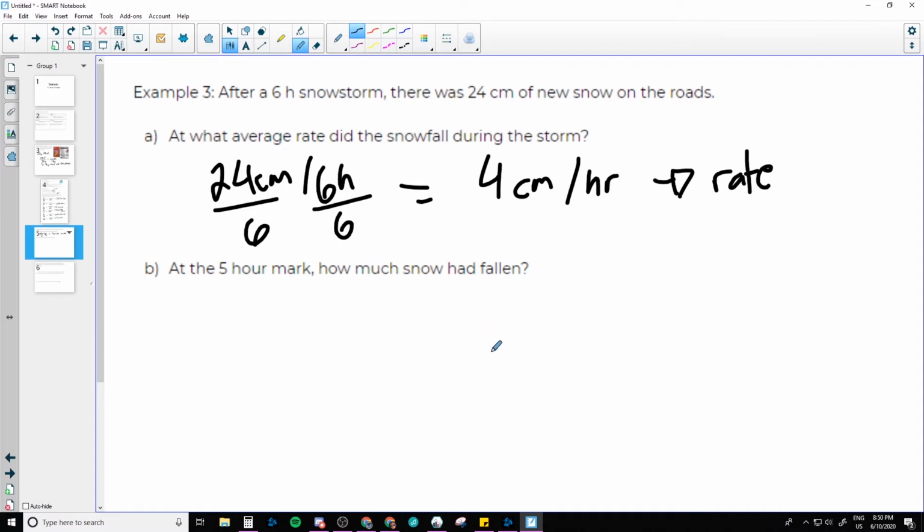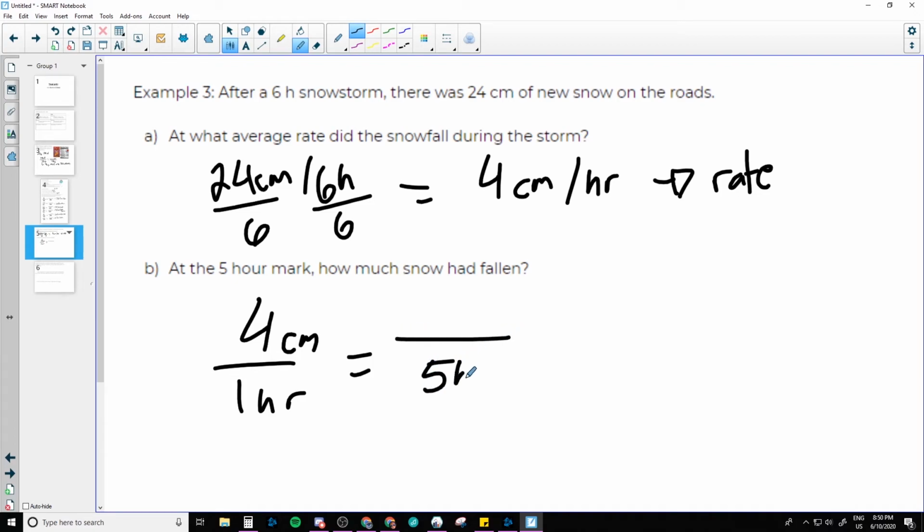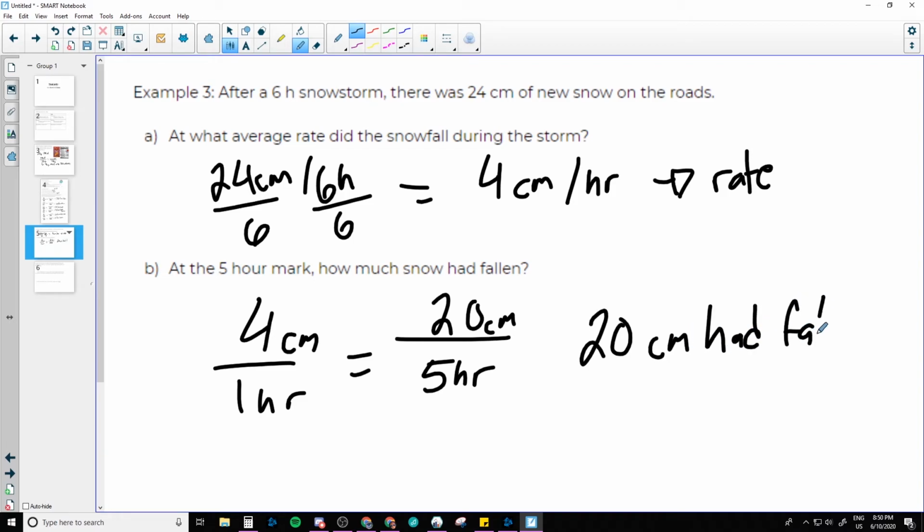Okay, at the 5-hour mark, how much snow had fallen? Well, now we can take this one here, 4 centimeters in 1 hour, and ask ourselves, how many centimeters in 5 hours? Well, 4 times 5 is 20, divided by 1 is going to be 20 centimeters. So 20 centimeters had fallen at the 5-hour mark.